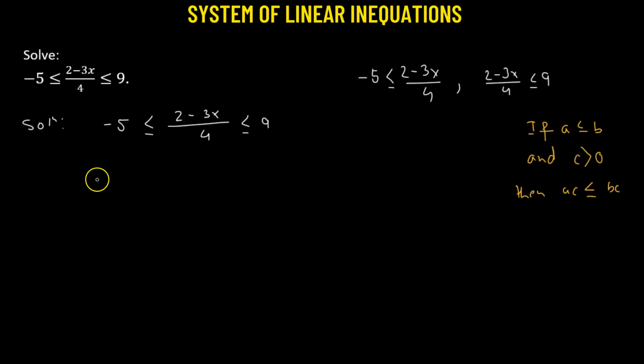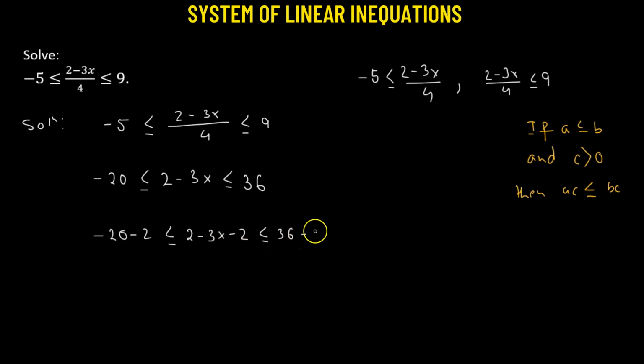So negative 5 times 4 will be negative 20. Here the sign of the inequality is not going to change. So (2 minus 3x) over 4 multiplied by 4 will simply give us 2 minus 3x, which is less than or equal to 9 times 4, which is 36. Now what we'll do, we'll subtract 2 from each part of the inequality. So that means we have negative 20 minus 2 less than or equal to 2 minus 3x minus 2 less than or equal to 36 minus 2.